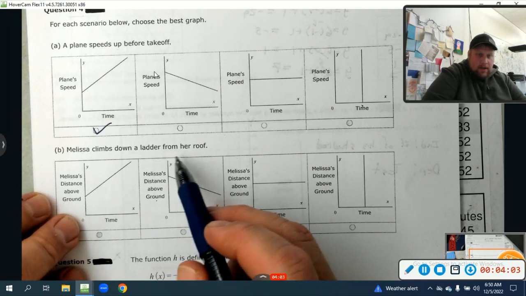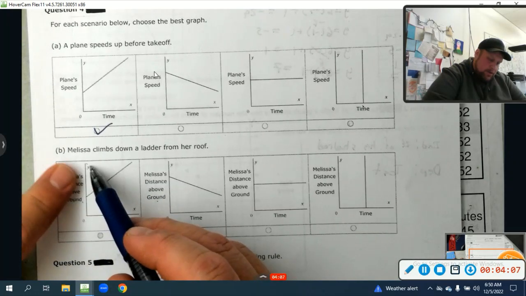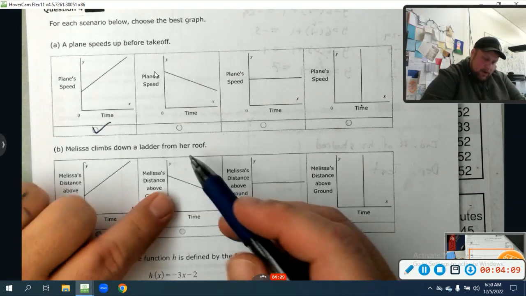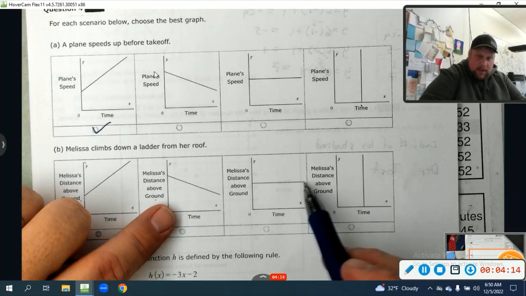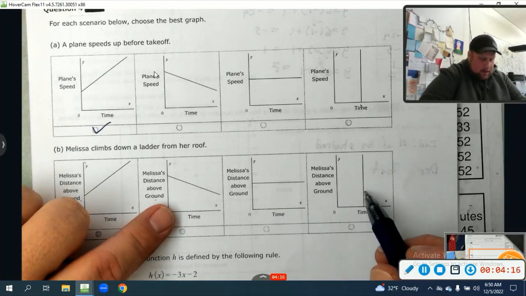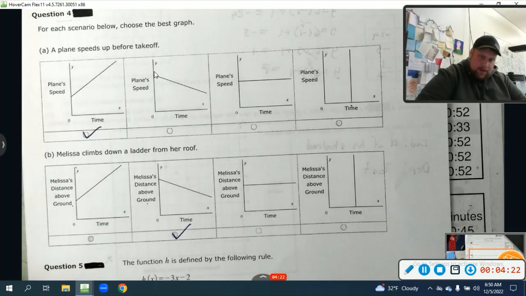Melissa climbs down a ladder from the rooftop. We see that's distance above ground. So if she's climbing down the ladder, she should be going down, not up. That doesn't work. That looks pretty good. This one, distance stays the same, so that's staying on the rooftop. And this one, I don't know if it's going up or down, but it's an instant thing, and that doesn't happen. So we have to have right there.